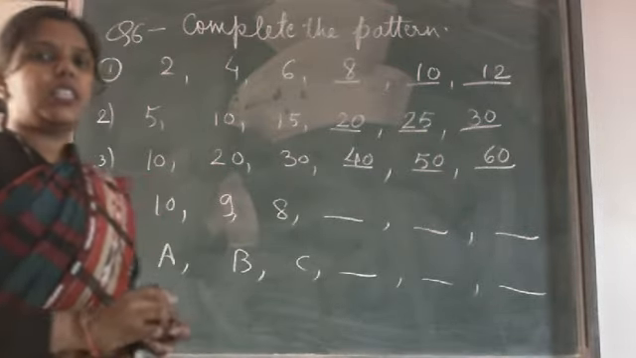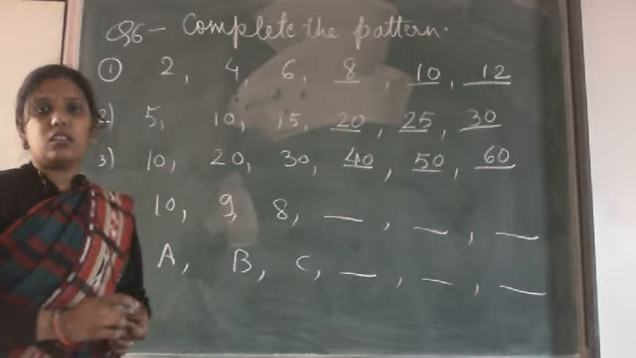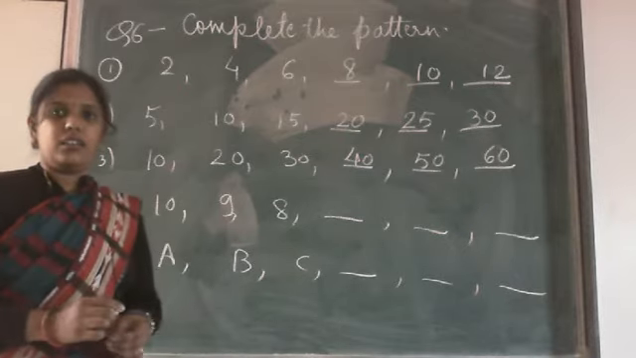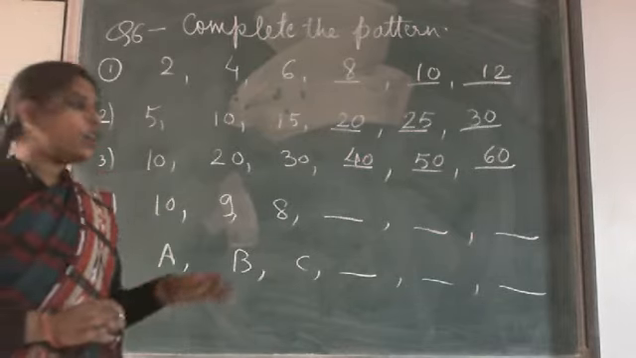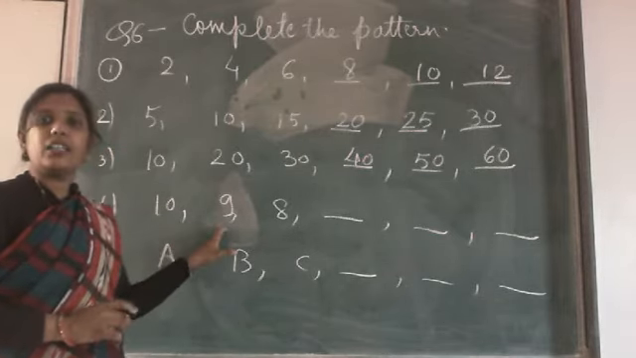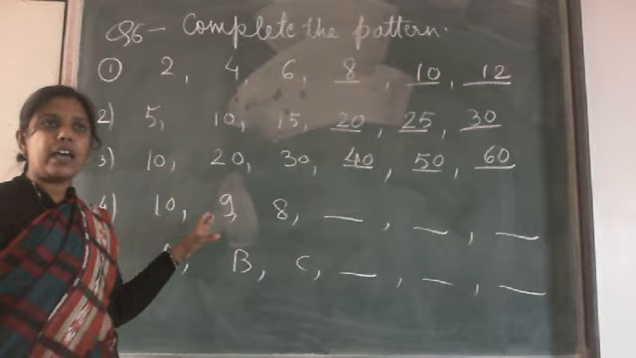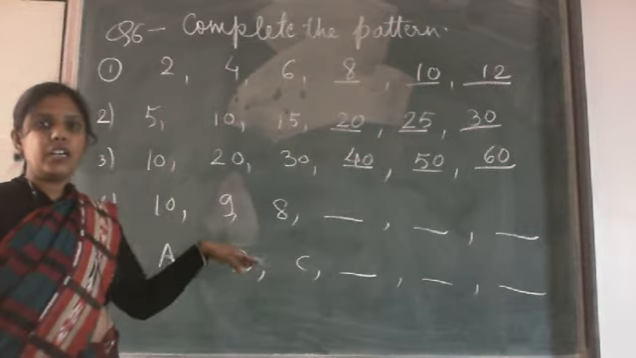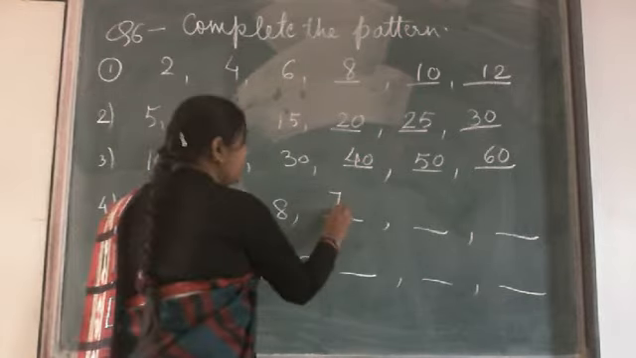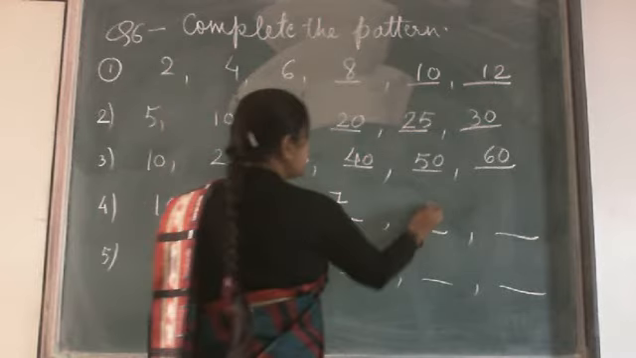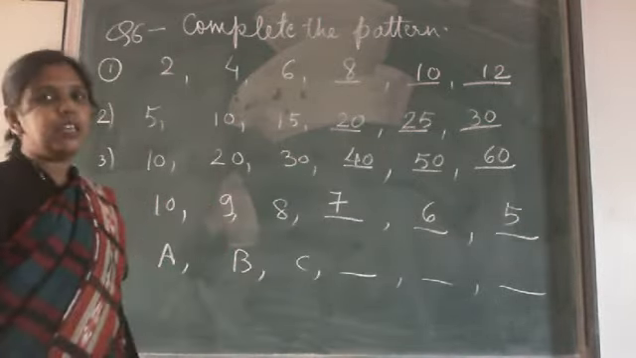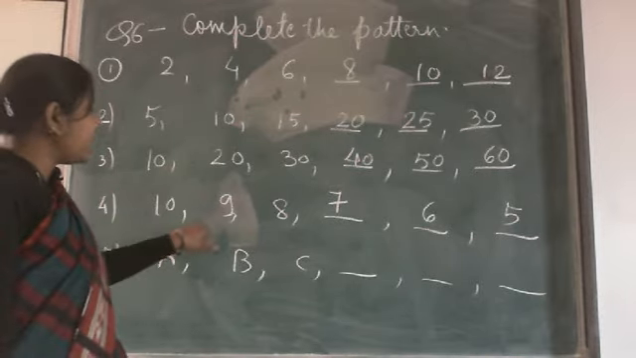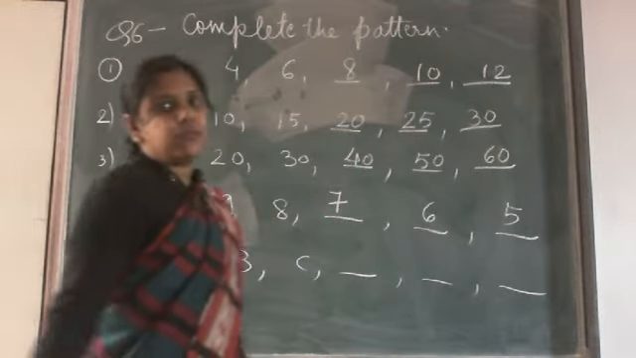Now see the next, fourth: 10, 9, 8. Is this reverse counting, or are we doing minus 1 to a number to get the next number? 10 minus 1 is 9, 9 minus 1 is 8, 8 minus 1 is 7, 7 minus 1 is 6 and 6 minus 1 is 5. Or we can do it simply by reverse counting: 10, 9, 8, 7, 6 and 5.